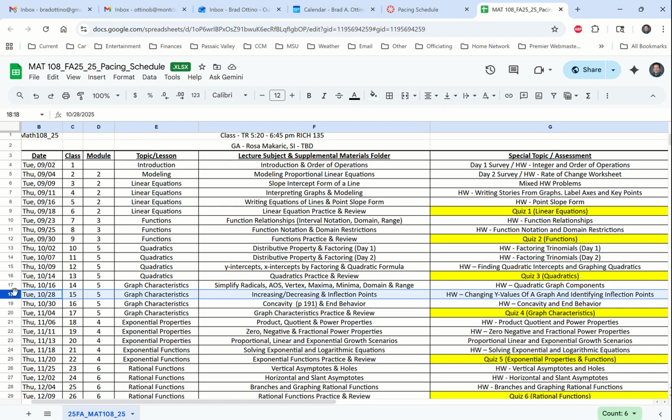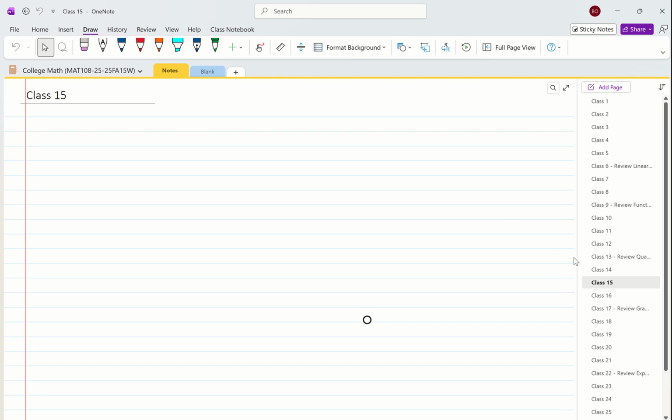Also, we'll be working on the classwork worksheet separately, so we'll get to that in a little bit. Next assessment coming up, just so we're all on the same page, looks like it's November 4th, and that'll just cover these graphing characteristics.